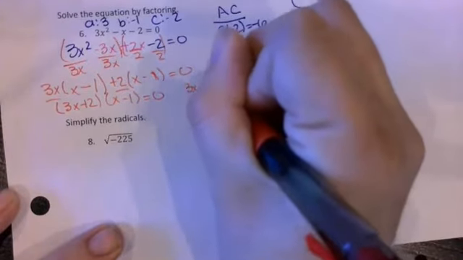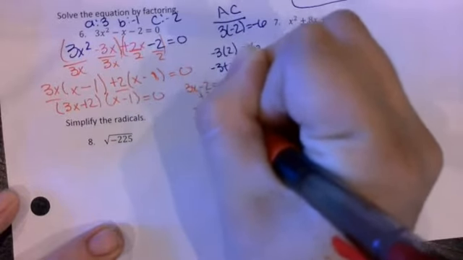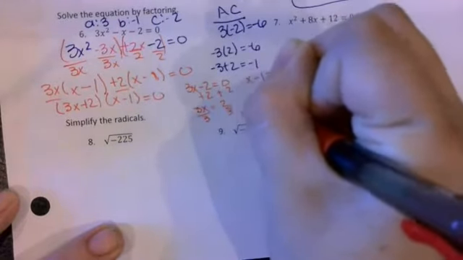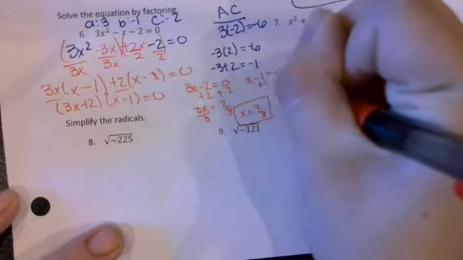On the first equation, I add 2 to both sides. I have 3x equals 2. I divide it by 3, and I get x equals 2/3 for one of my answers. Second one, I add 1 to both sides, and I get x equals 1.